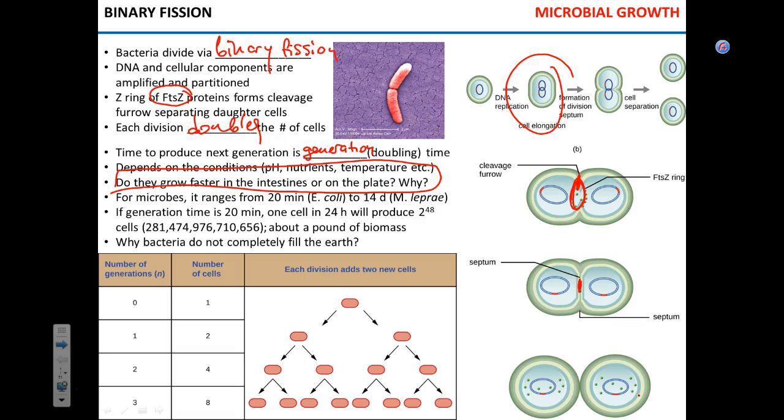The generation time for E. coli on the plate is 20 minutes. In the intestines, from 2 to 3 hours. So it grows much slower in the intestines. That's experimental data. You don't have to remember the numbers. No worries. But why? Yes. E. coli has to grow in a company of trillions of other microbes. They all fiercely compete for the nutrients. And when I say trillions, I'm talking about trillions of bacterial cells. So they compete for the nutrients.